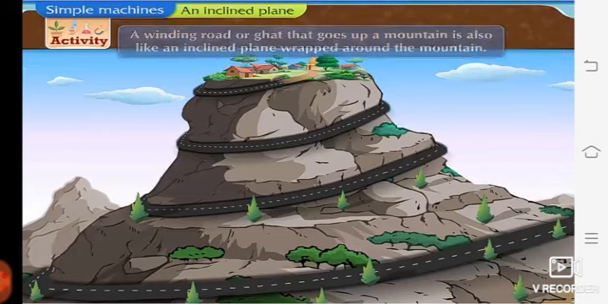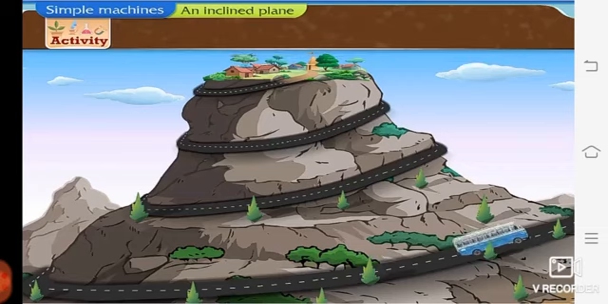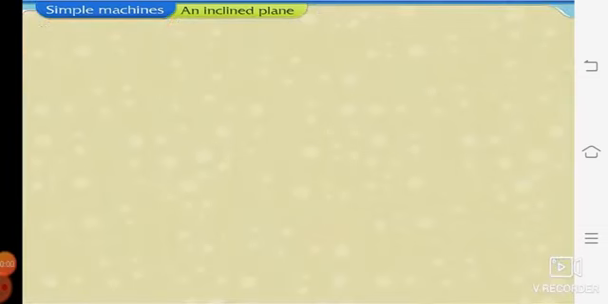Means here we can see whatever roads you are able to see around the mountain. Are they looking like they are wrapped around the mountain? Yes, they are slanting, and that means they are like an inclined plane. And as they are like an inclined plane, it helps big vehicles to come up and down the mountain easily. So now let's observe and discuss.